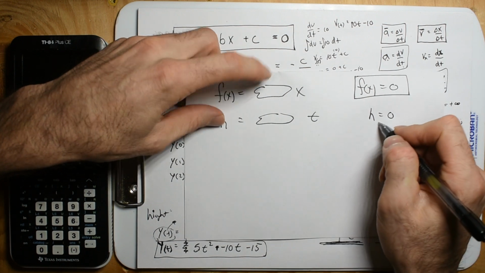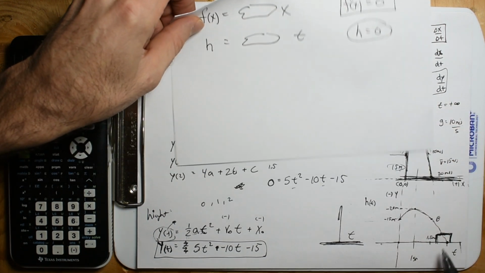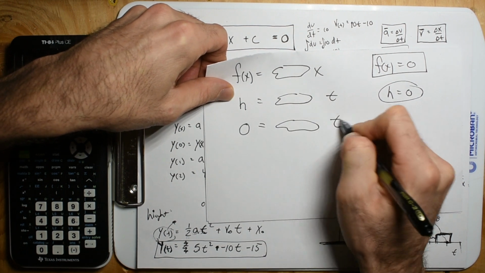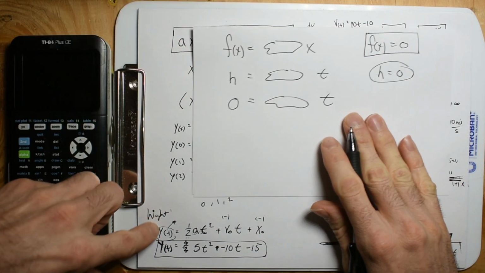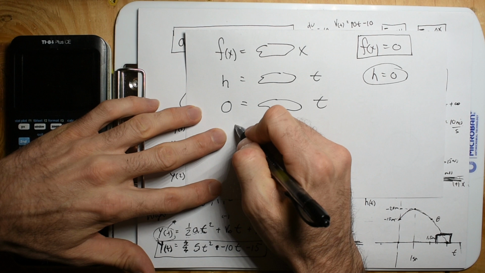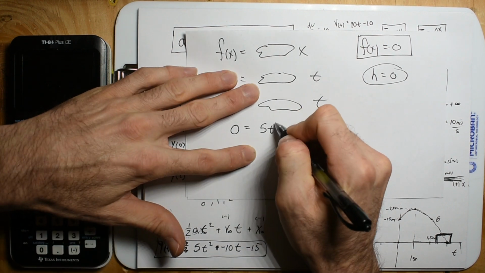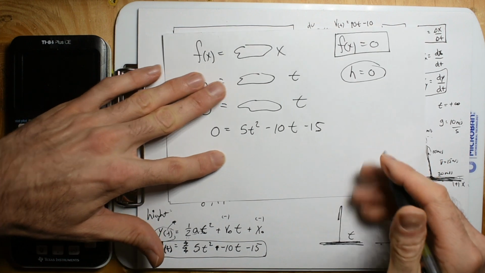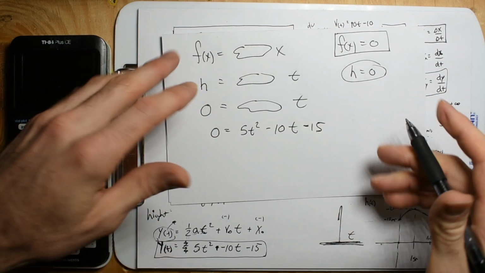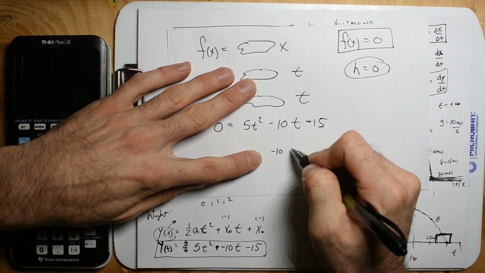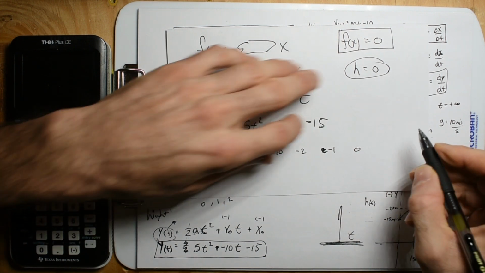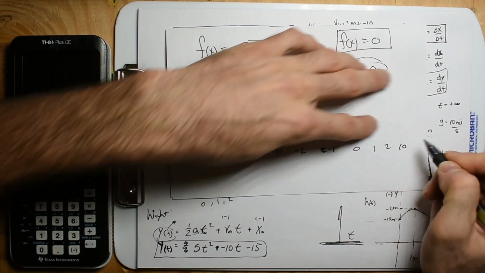Cool. All right, so then we have the height is equal to 0. Where it hits the ground, this side is going to be 0, something something t. So let's do that. Here's our equation for height. We're going to say 0 is 5t squared minus 10t minus 15. Now we have something, and now we can use that negative 10, negative 2, negative 1, 0, 1, 2, 10 method.